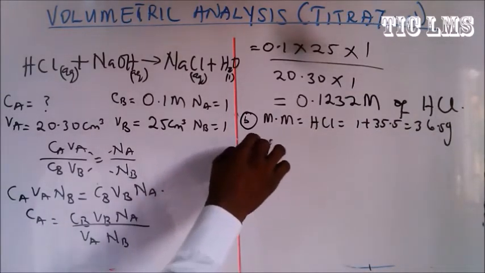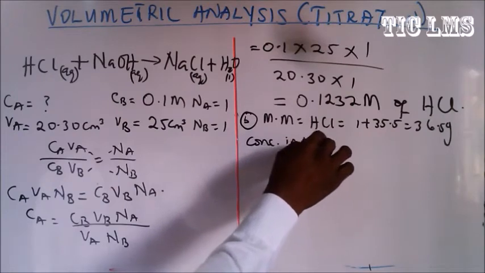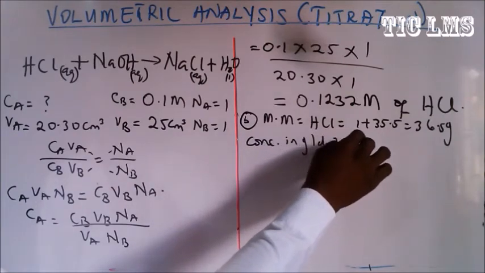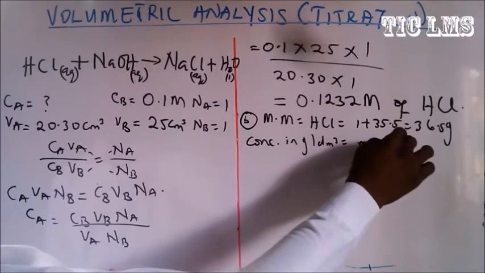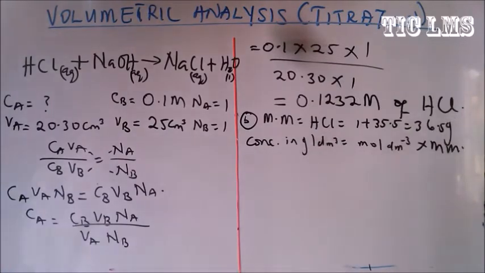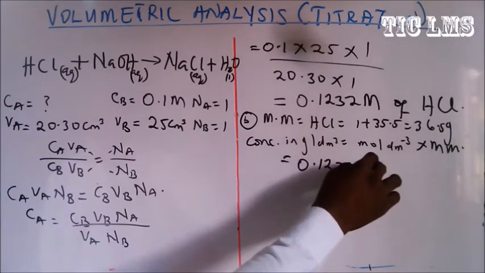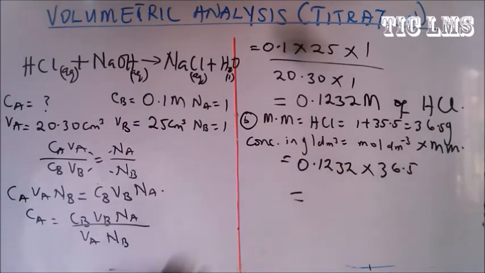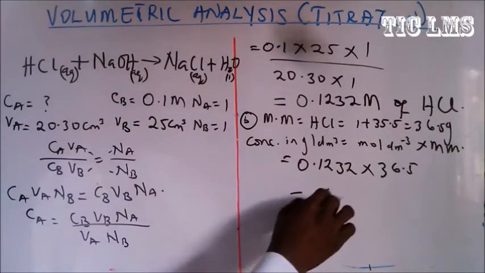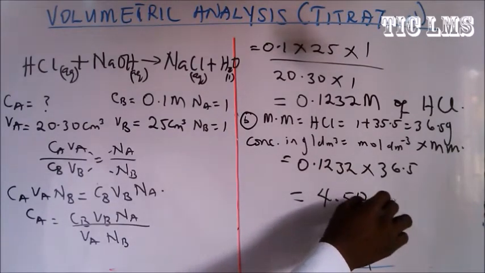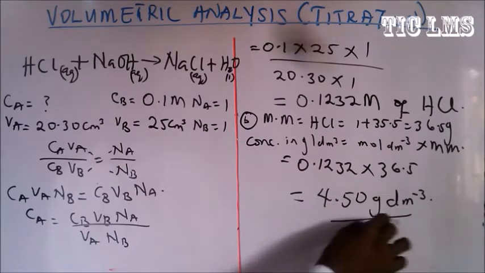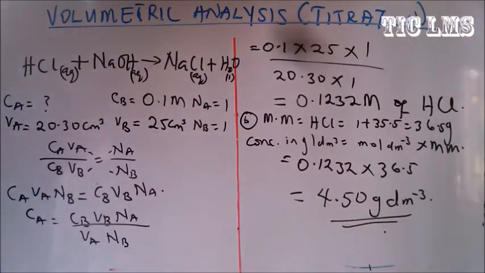And then we have the concentration in gram per dm cubed equal to concentration in mole per dm cubed times molar mass. And so we have 0.1232 multiplied by 36.5, and that produces 4.50 gram per dm cubed. So here is the concentration in gram per dm cubed of hydrochloric acid that took part in the titration reaction.